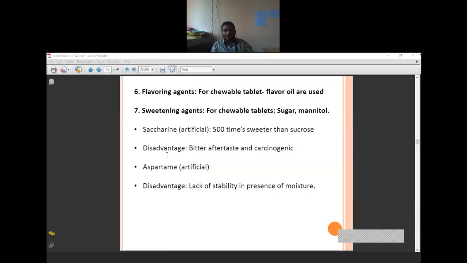Read the contents and see what is there. When you look at a cold drink bottle, only what is written is there; it does not contain any... you check how much is there and what is there. So artificial sweetener is aspartame. Aspartame is also an artificial sweetener. Okay, so aspartame has less stability than the other sweetening agents, so it is rarely used in formulations. Okay, so this is all about flavoring agents and sweetening agents.